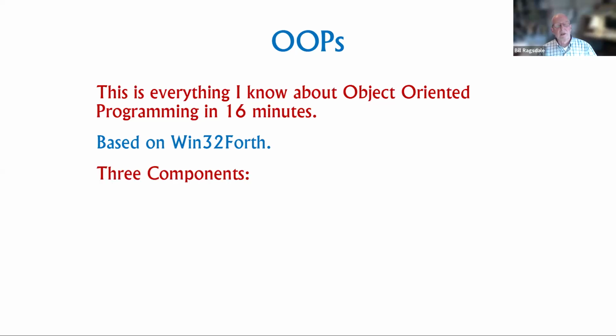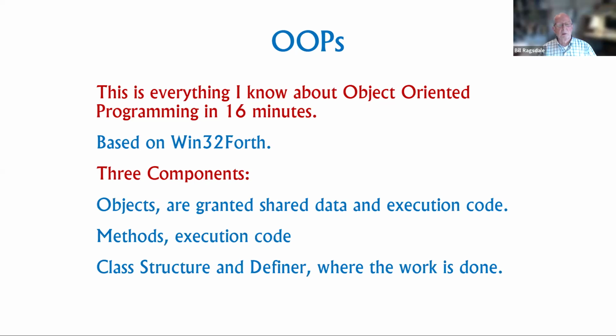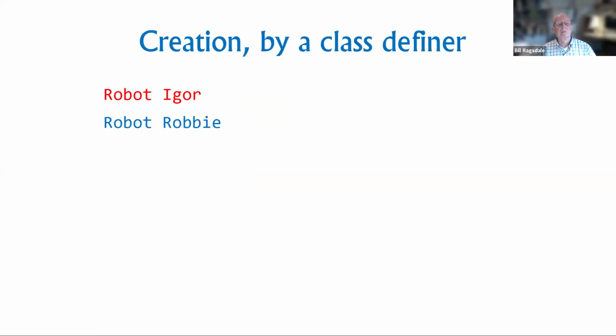The basis of object-oriented programming is three components. First, there are objects. Objects are anything you can think of. They may be a person, they may be an action, they may be a database, they may be stored information. And objects not only contain that information base, but they also contain execution code. Methods is the name for that execution code. And above all is the class structure and the definer. We'll see how a class is created and how individual objects are created from that class.